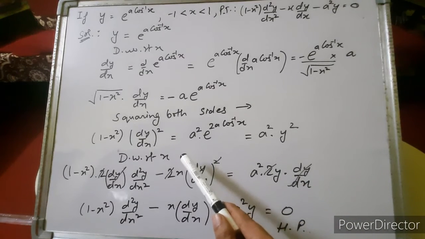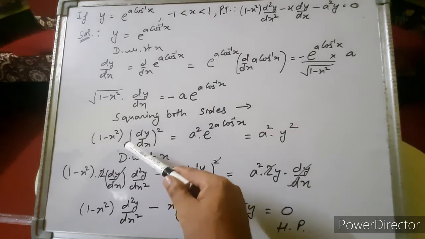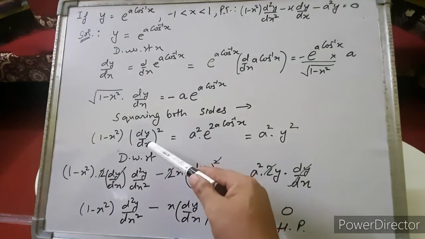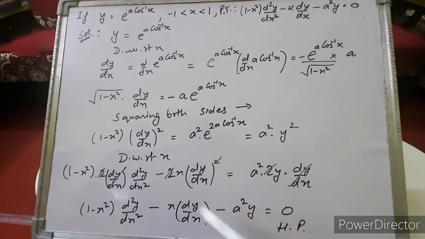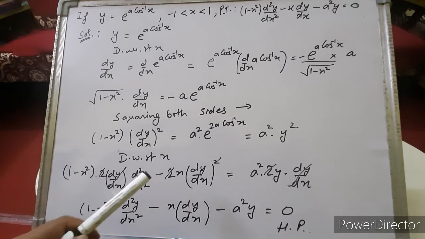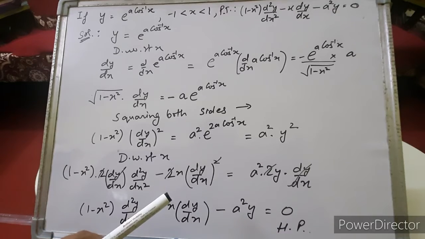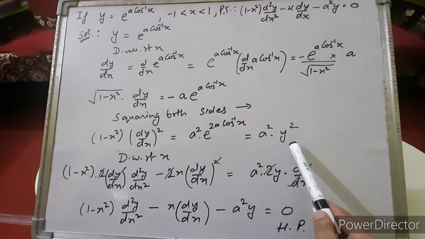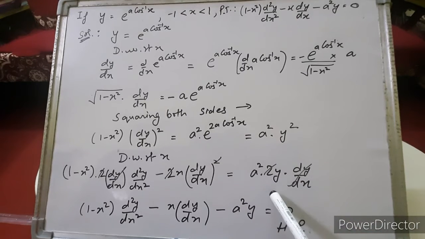Now what we'll do, we'll again differentiate with respect to x. Here again we are going to apply the product rule. So when the product rule is applied, 1 minus x square into dy by dx, if you differentiate with respect to x, then what will we get? 2 dy by dx into d2y by dx2. When you differentiate 1 minus x square, what will we get? Minus 2x into dy by dx to the whole square. Right. Here, if you differentiate, what will you get? A square. If you differentiate y square, dy by dx of y square, then what will we get? 2y dy by dx. Right.